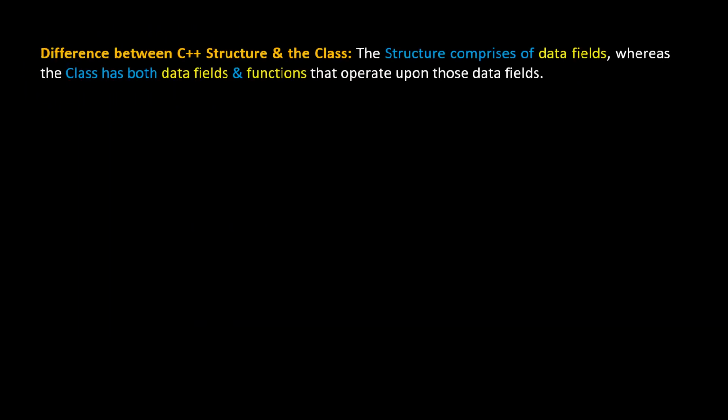Difference between C++ structure and the class. The structure comprises data fields, whereas the class has both data fields and functions that operate upon those data fields.